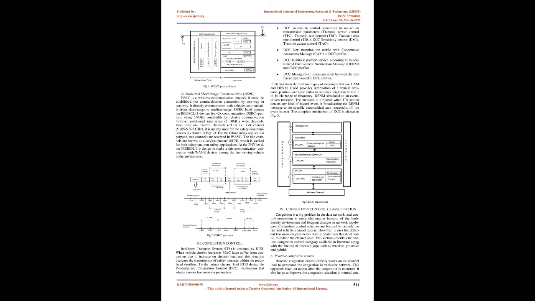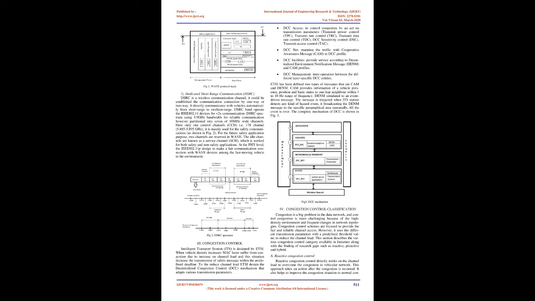2. Dedicated Short-Range Communication, DSRC. DSRC is a wireless communication channel. The communication connection can be established one-way or two-way. It directly and automatically communicates with vehicles from short range to medium range. The DSRC band operates IEEE 802.11 devices for V2X communication. The DSRC spectrum uses 5.9 GHz bandwidth for reliable communication, partitioned into 7 channels of 10 MHz width.